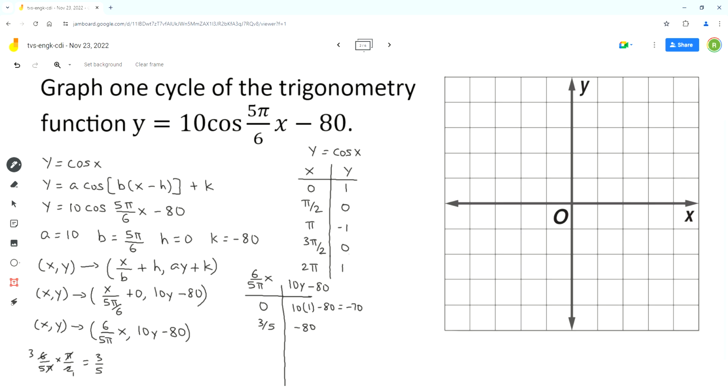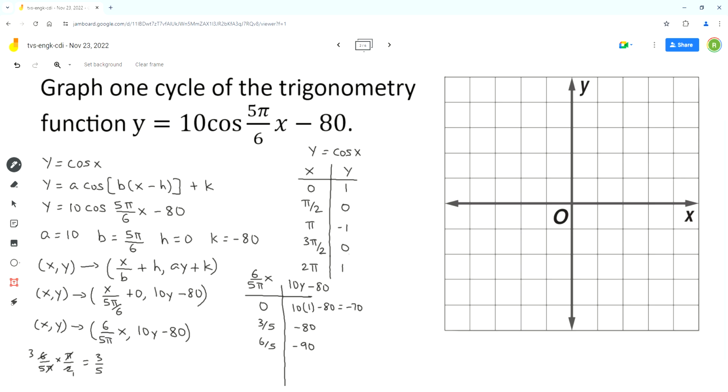Now we can use the third point, pi, negative 1. So we'll sub in x as pi. So 6 over 5 pi times pi will be equal to 6 over 5. The pi's will get cancelled out. And now we'll sub in y as negative 1. So 10 times negative 1 minus 80 will be equal to negative 90.